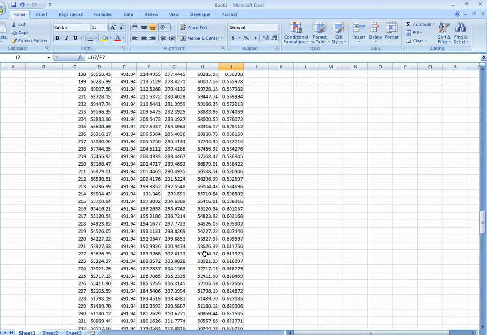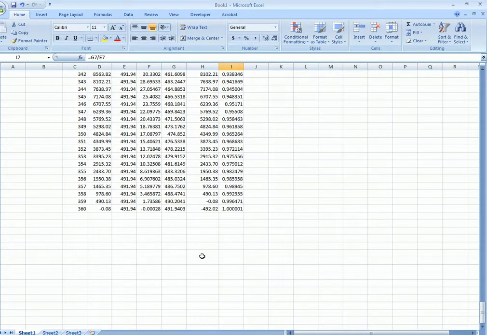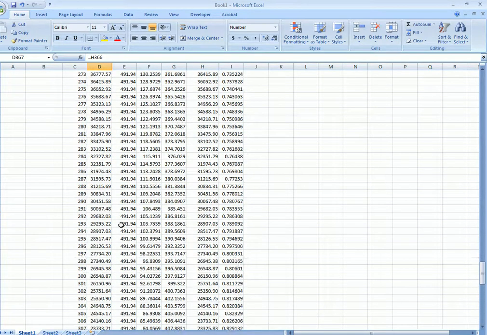So by the time we get down here to 360 months, because of rounding error in our actual payment, you'll notice that now I have roughly a zero balance. I'm negative 8 cents. That means I paid a little bit too much, but again, we get the idea. That's because of rounding error.